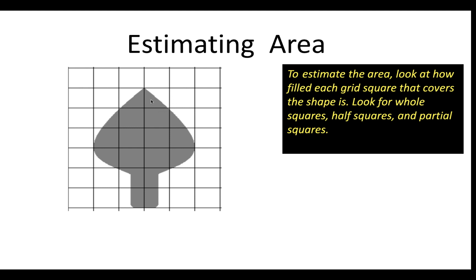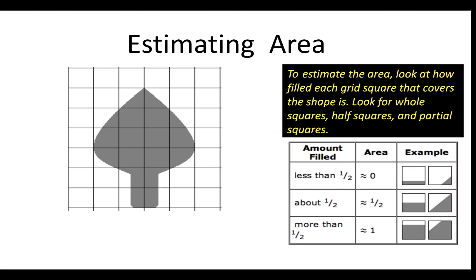This grid square does. When we're looking at these grid squares that cover the shape, we're going to look at how filled they are. Is it filled almost all the way? Is it filled about halfway? Is it filled partially? Or is it filled completely? So just like with estimating perimeter, we have a really handy chart to help us. So if the grid square is less than half filled, if you look at your two pictures here, we're going to say that it has an area of about 0 square units there.